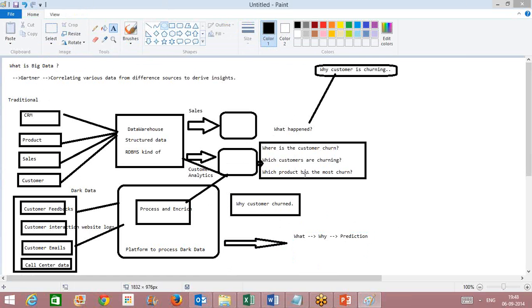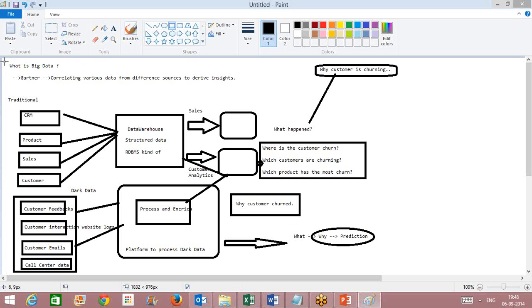So this is where the whole industry is moving towards. They want advanced information on why certain things are happening the way they are, and the data is going to tell them why certain things are happening and not just what has happened to their business. And this is the special case for big data.